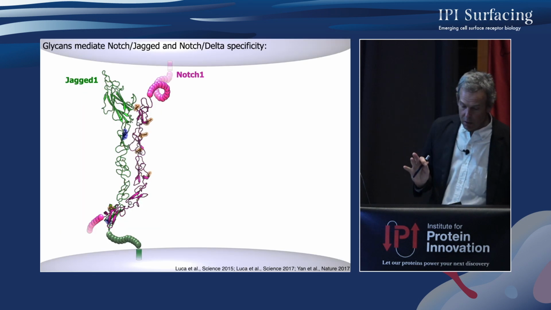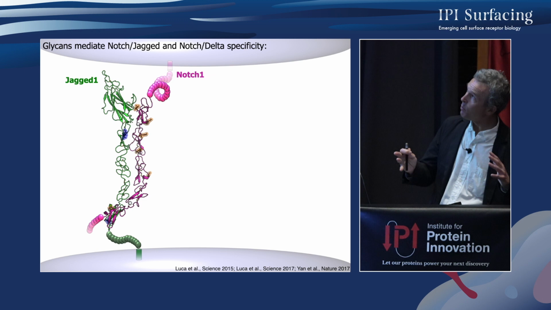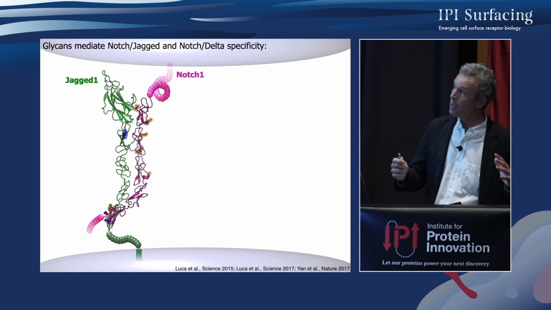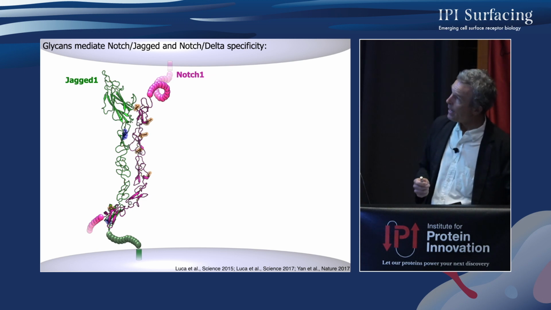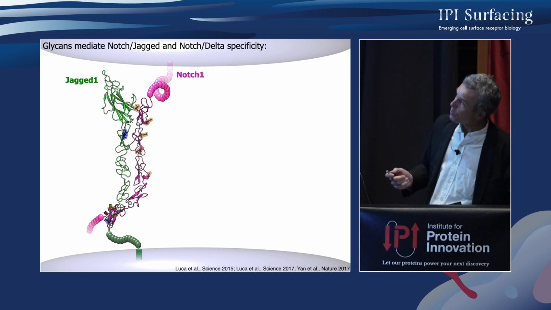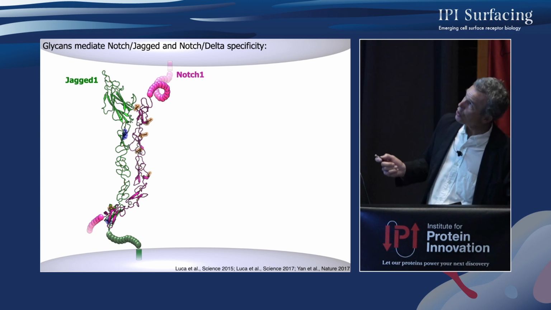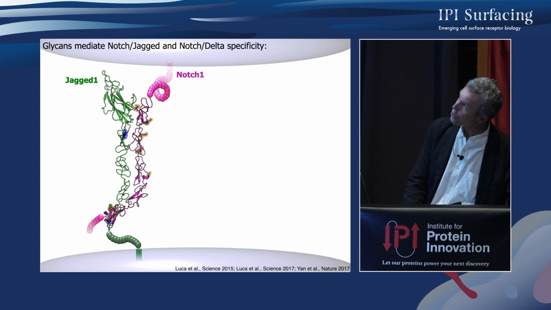So the bookend for Wnt for me is the Notch system in developmental biology. We did some structural work in my lab several years ago on Notch Jagged and Notch Delta complexes, and this is the structure of how Notch engages Jagged. It has some interesting structural features.